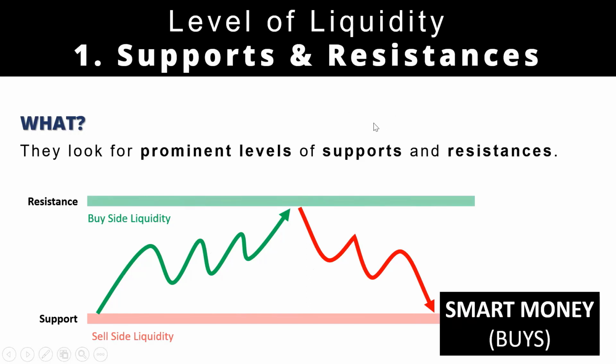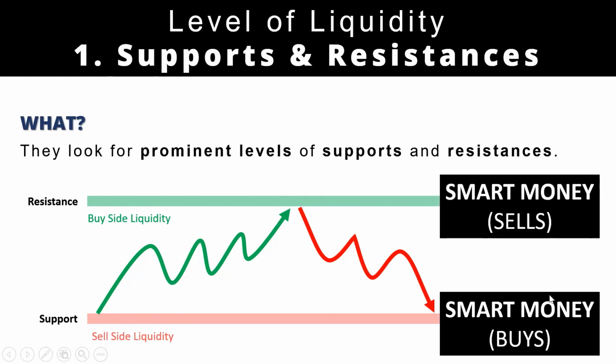Now, if you remember from my previous courses, that with supports, I always look at least 3 touches on a support or floor level, or 3 touches on a resistance or ceiling level. Okay, so that's the first level of liquidity. At support, smart money buys. At resistance, smart money sells.